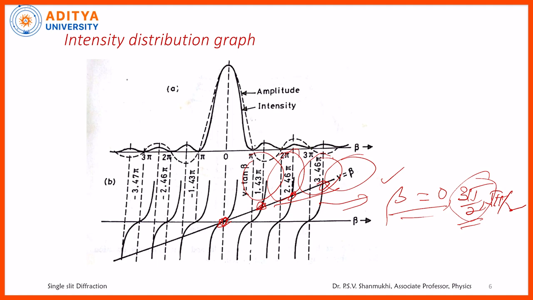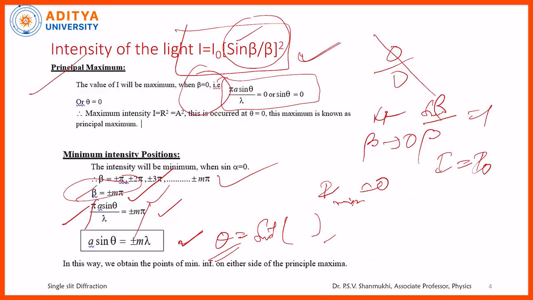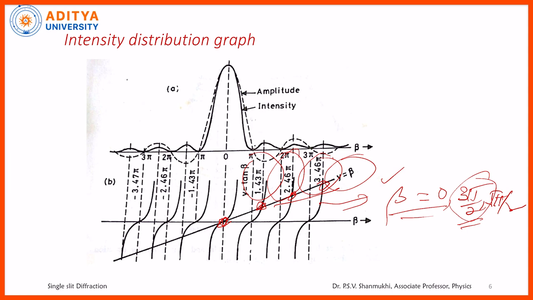Now, the minima positions were already discussed. What are the minima positions? At the values of beta equal to plus or minus pi, plus or minus 2 pi, plus or minus 3 pi, and so on. The central maximum is at beta equal to 0. Now the positions of maximum are at the values of beta equal to 1.43 pi, 2.46 pi, 3.46 pi, etc. So all the points are clear.